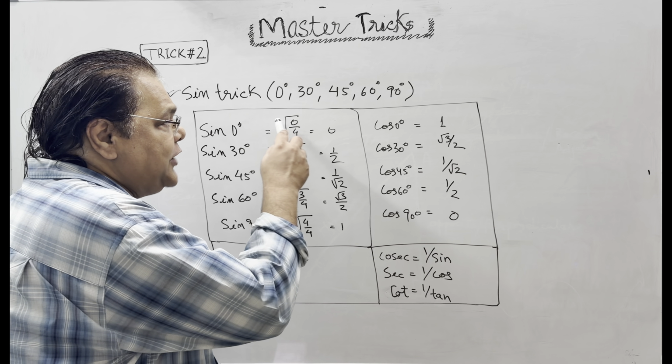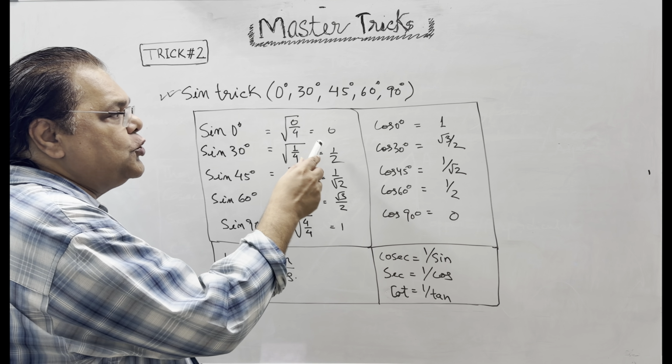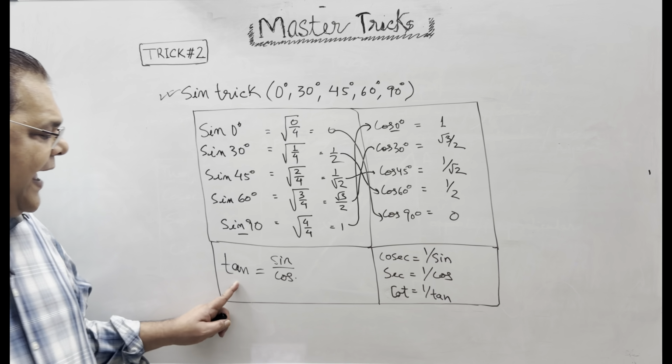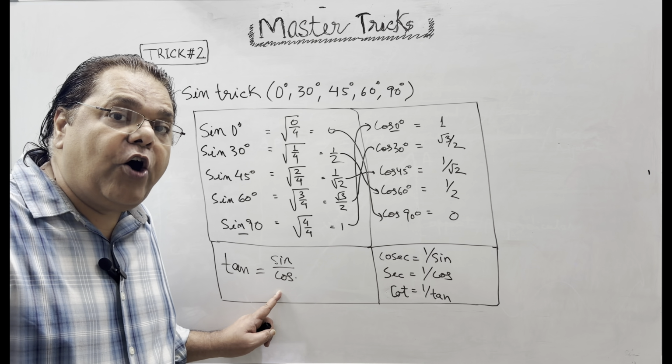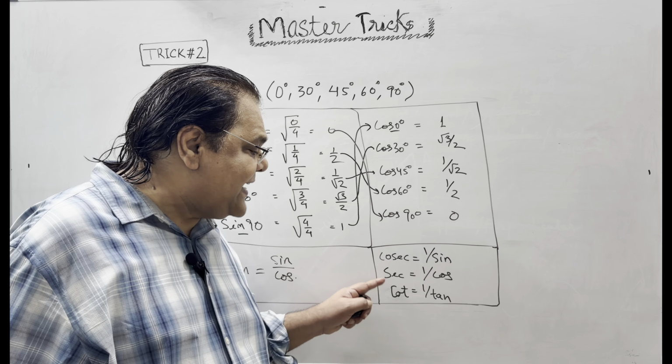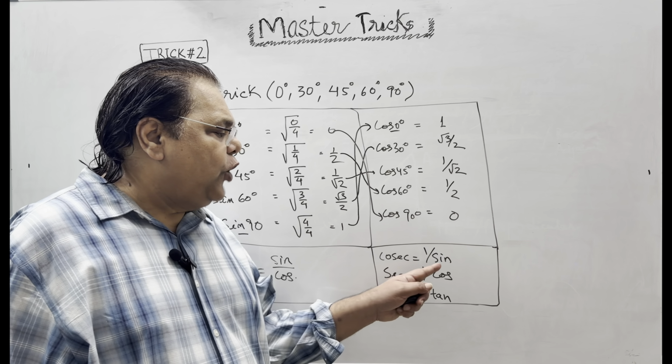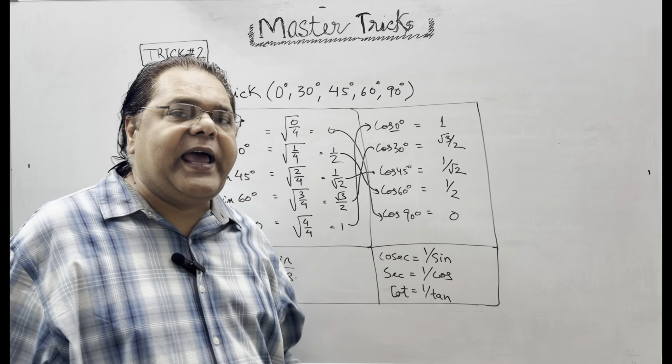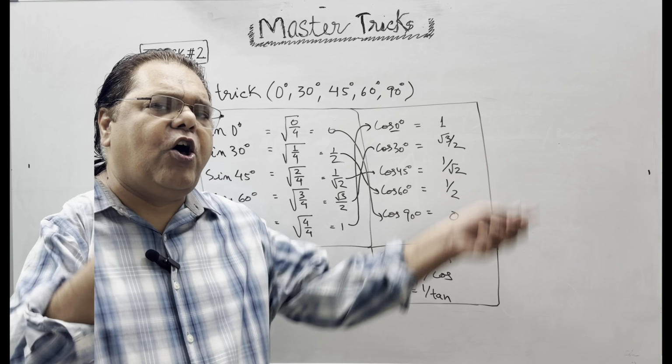And just reverse the values to get the value of cos. For tan, sine by cos. And to get cosec, sec, cot values, you already know the value of sine, cos, tan. Just take the reciprocal. That's all. 3, the tan trick.